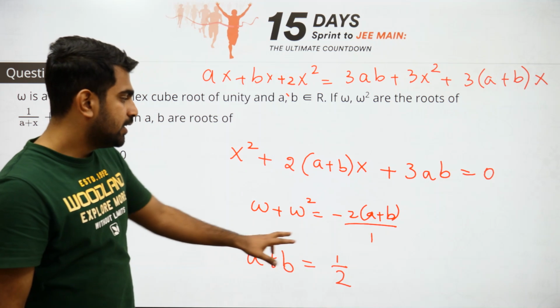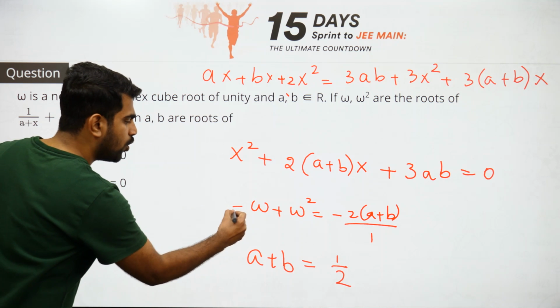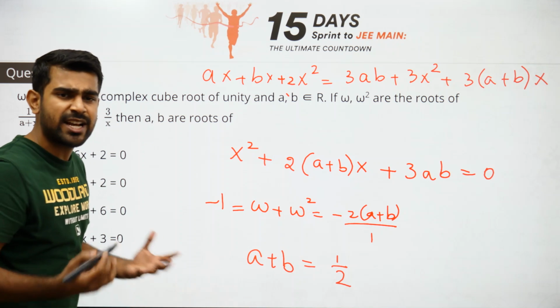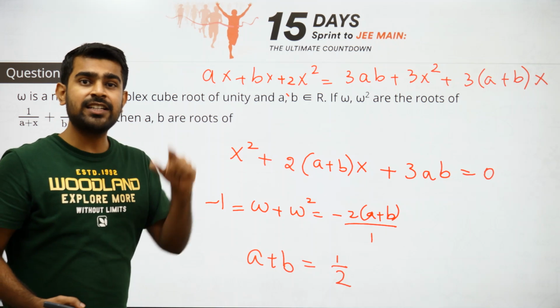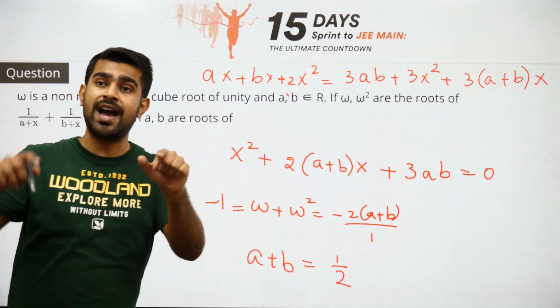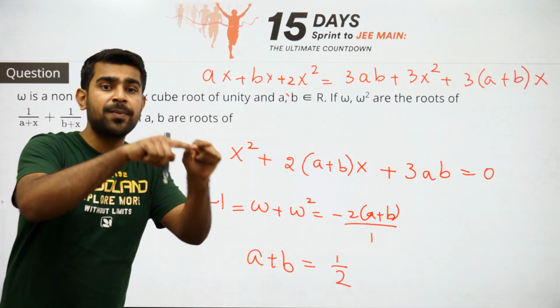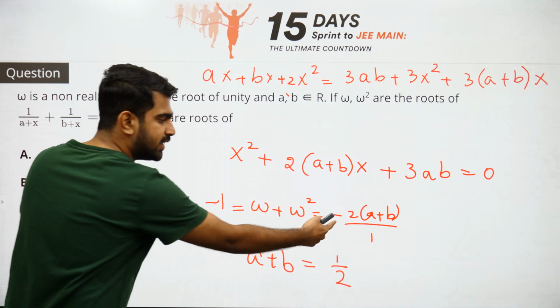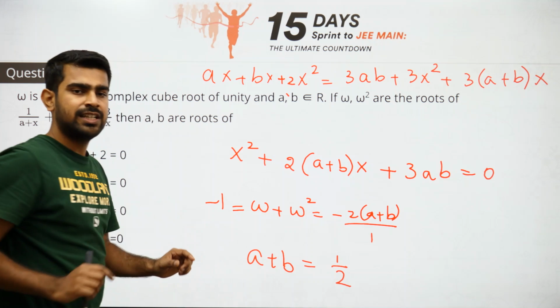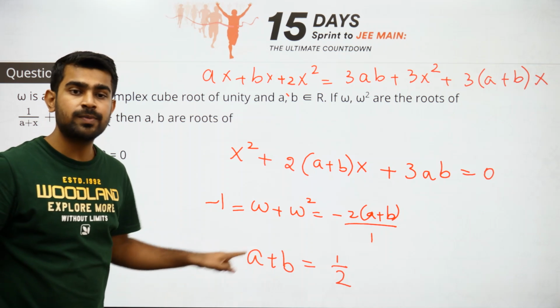Okay, now how did I do this? Because omega plus omega square is equal to minus 1. No guys, we have been doing that in the first question, second question also, wherein 1 plus omega square is equal to 0. So omega plus omega square will be minus 1. That's exactly what I wrote. So minus 1 minus 2, it will become 1 by 2.